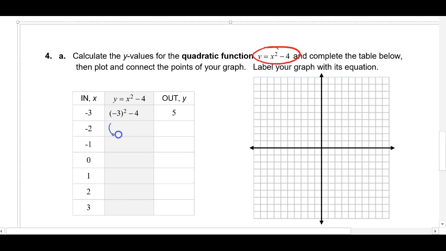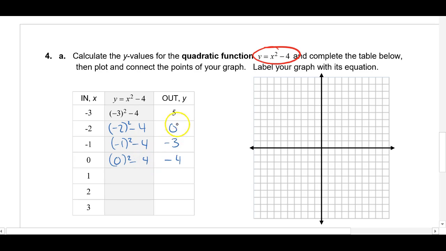So here, I'm going to plug in negative 2, and it's negative 2 squared minus 4. Well, negative 2 squared is 4, minus 4 is 0. Plug in negative 1 squared minus 4. 1 squared is 1, minus 4, negative 3. Then 0 squared minus 4. 0 squared is 0, minus 4 is minus 4.